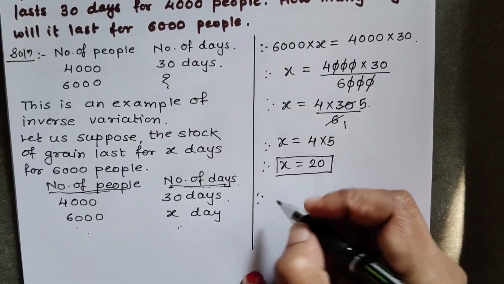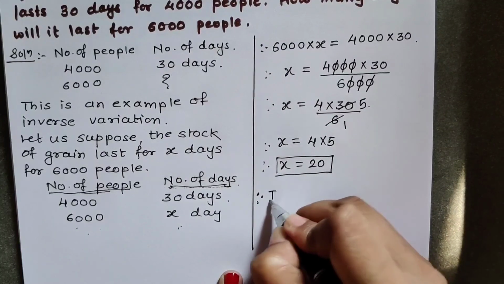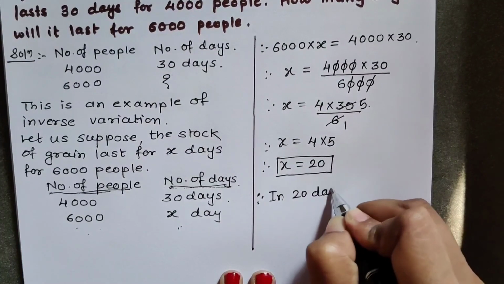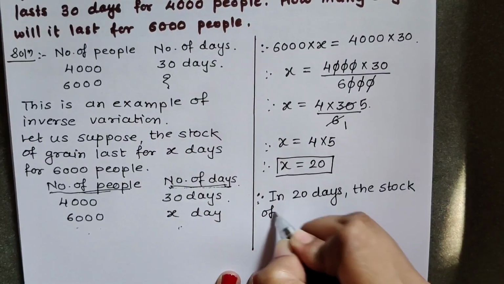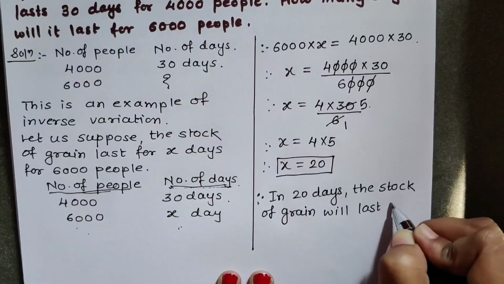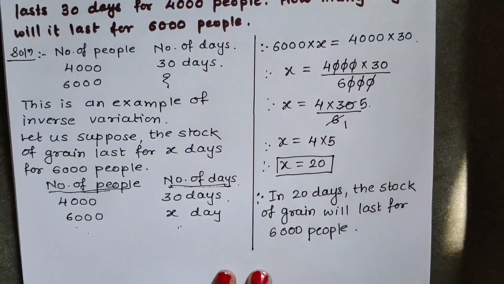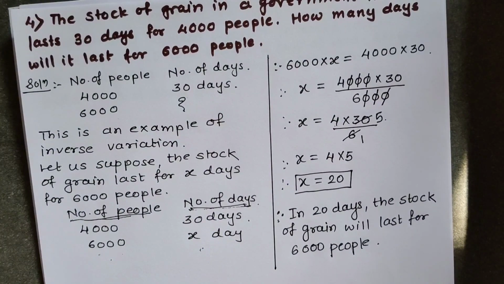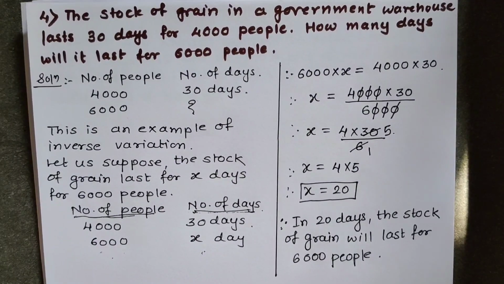So write the answer statement. It is very important to write the answer statement for word problem. Therefore, in 20 days the stock of grain will last for 6,000 people. Okay, so in this way, from the question only we can get the idea what type of variation or proportion is there between those two quantities, and we can solve the sums from practice set 38.